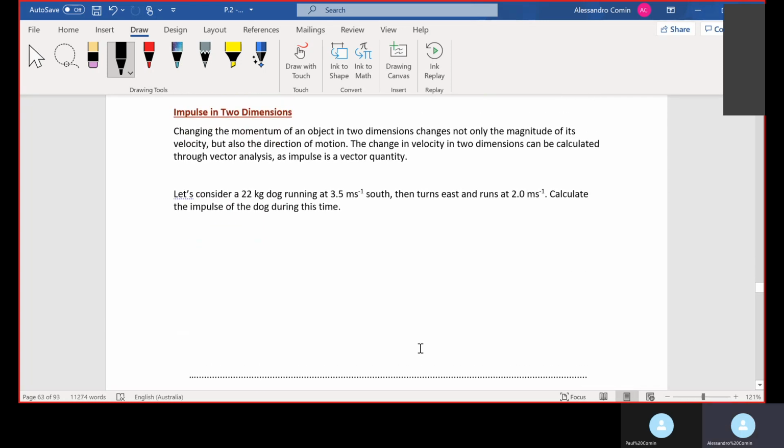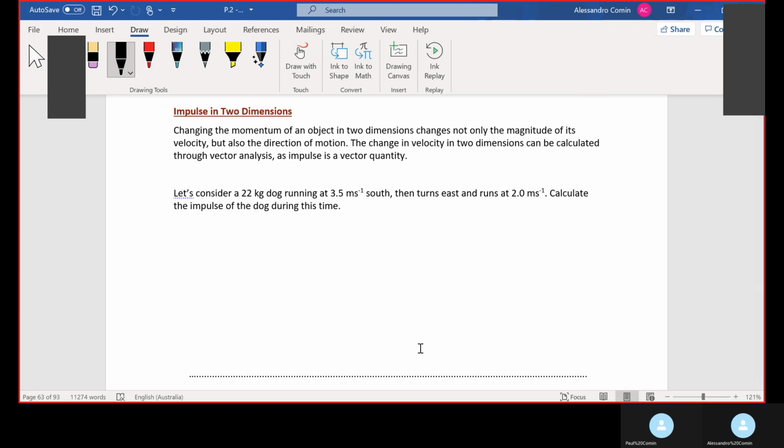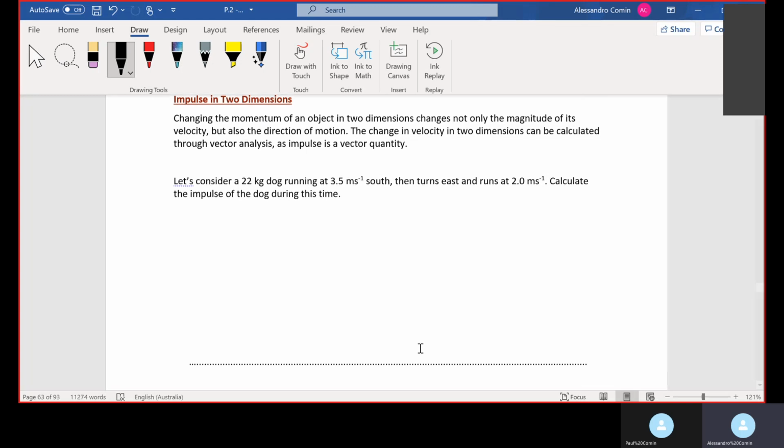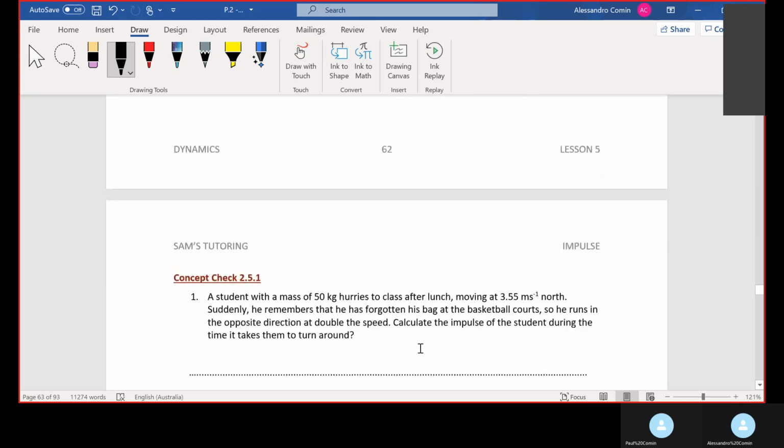Last thing that we have to look at is impulse in 2 dimensions. Everyone didn't like relative velocity last module. Impulse in 2 dimensions is basically relative velocity, but with an added twist. Everyone is cheering right now. All right.